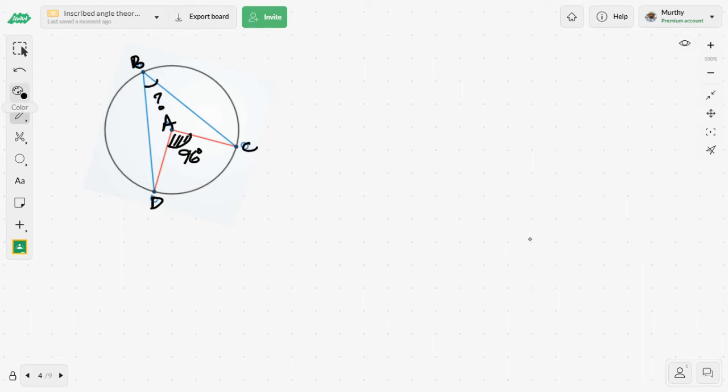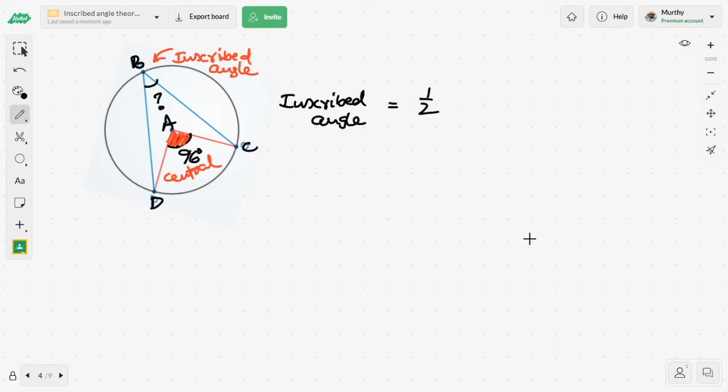First of all, you have to remember the terms. This is the central angle, the angle made at the center by two radii. And this is the inscribed angle. You have to memorize these terms. Also you have to remember the rule: the inscribed angle equals half of the central angle.